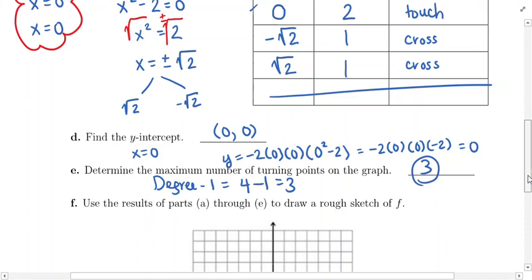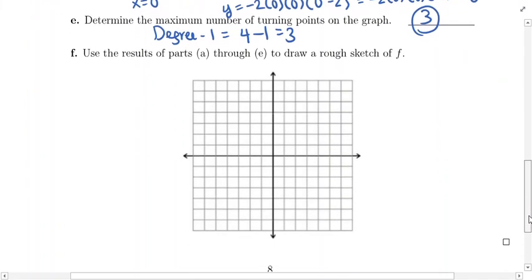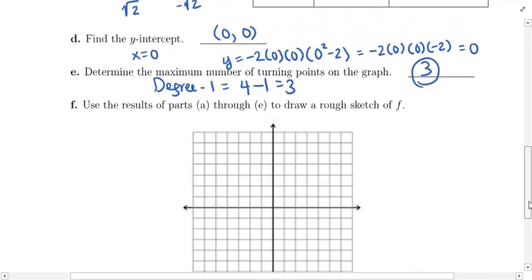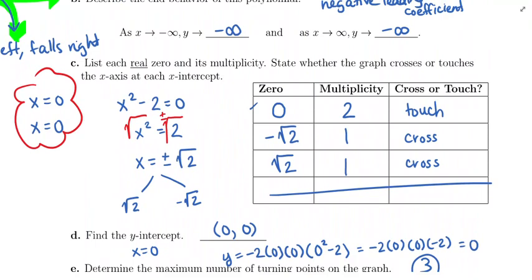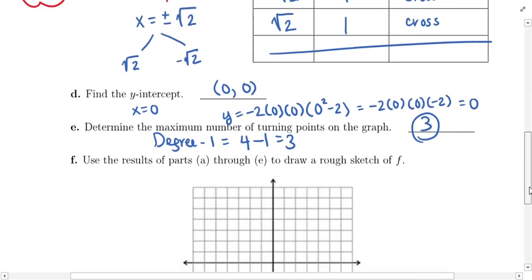All right, let's put all this information together. First thing we need to do is come up with a scale. So we know we have a y-intercept at the origin. So our y-axis, we don't really have to think too hard about that because it's not a big number here. And then our x-intercepts are at 0, and then positive and negative square root of 2. Again, square root of 2 is about 1.414. So that's just going to be somewhere between positive 1 and positive 2, and then on the other side between -2 and -1.